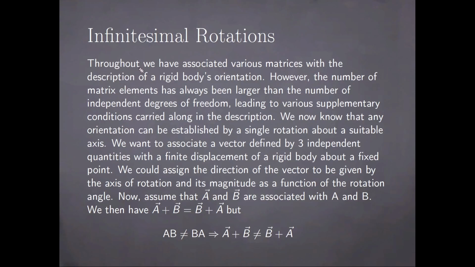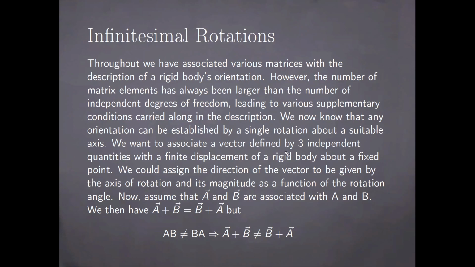Throughout the discussion so far, we have associated various matrices with the description of a rigid body's orientation. However, the number of matrix elements has always been larger than the number of independent degrees of freedom, leading to various supplementary conditions carried along in the description. We now know that any orientation can be established by a single rotation about a suitable axis.